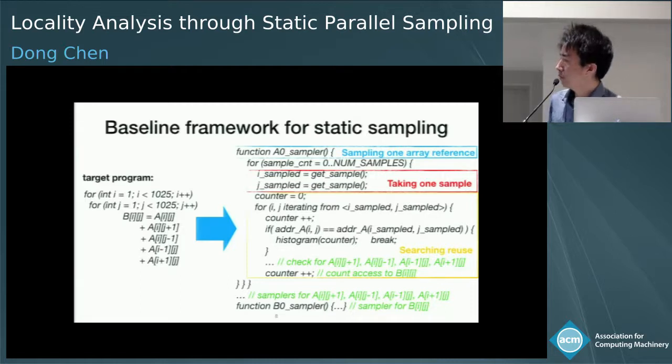This sampler does not have any real memory accesses of the target program. Also, all the calculations that are not related to the address calculation are removed.